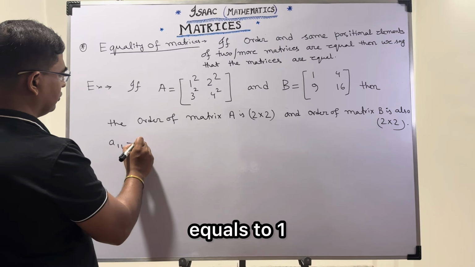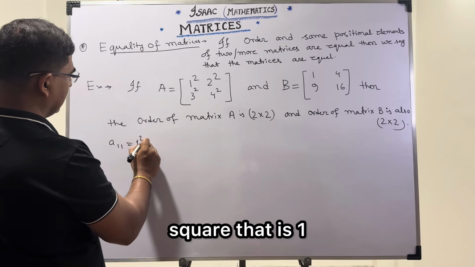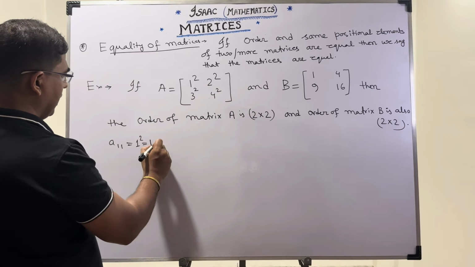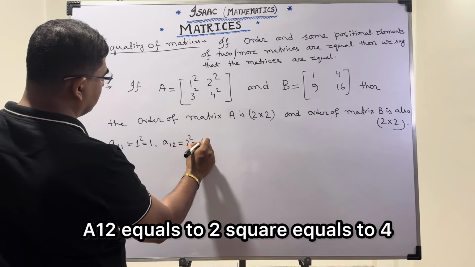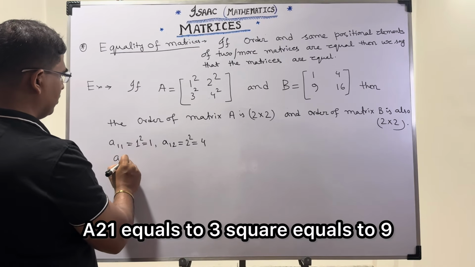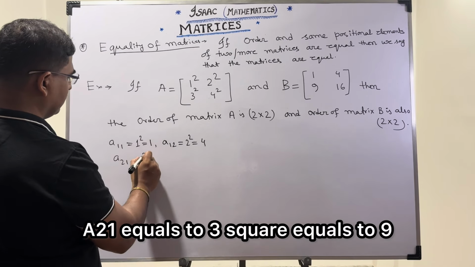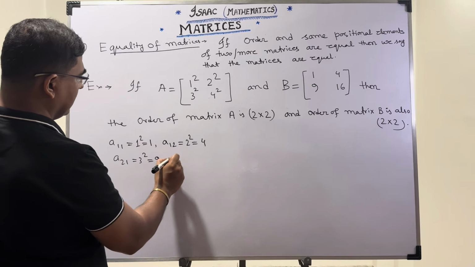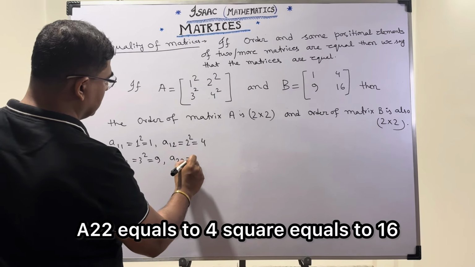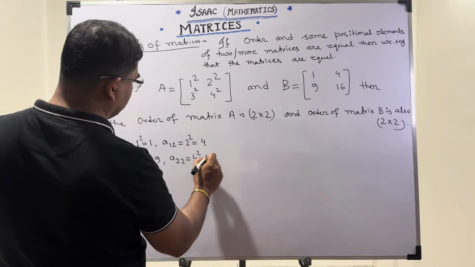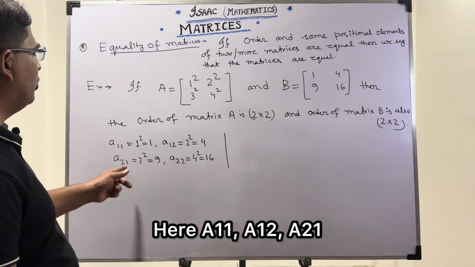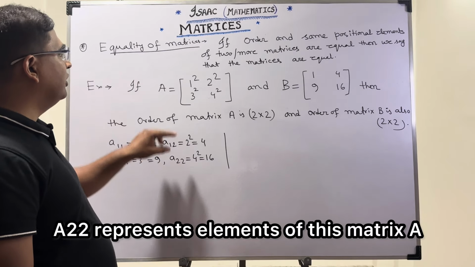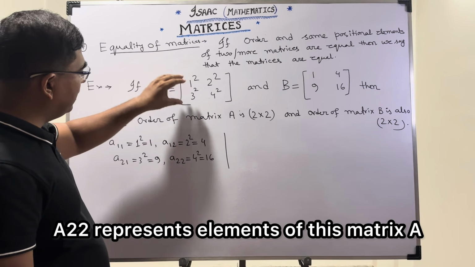A11 equals 1 square, that is 1. A12 equals 2 square, equals 4. A21 equals 3 square, equals 9. A22 equals 4 square, equals 16. Here A11, A12, A21, A22 represent elements of this matrix A.